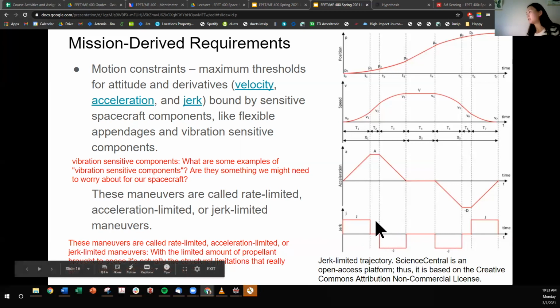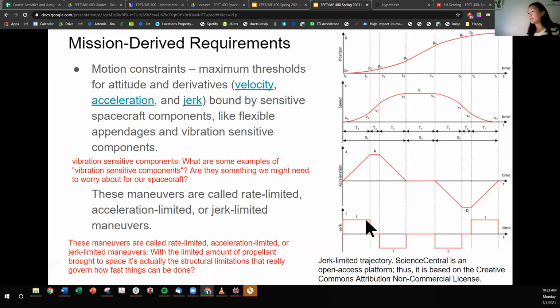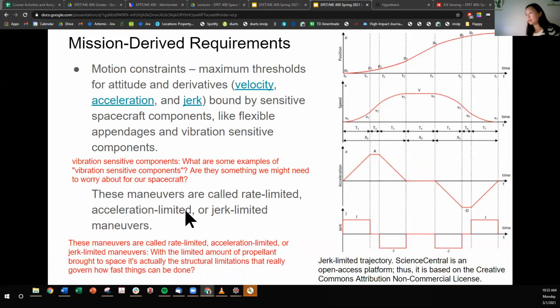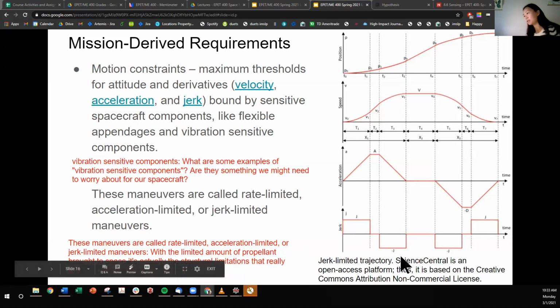So anyway, jerk limited. In a car, our heads don't like to be jerked. In a spacecraft, there are components that also don't want to be snapped back. So that's why we have these types of motion: rate limited, acceleration limited, or jerk limited maneuvers.